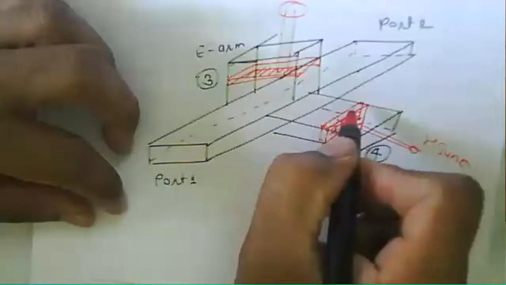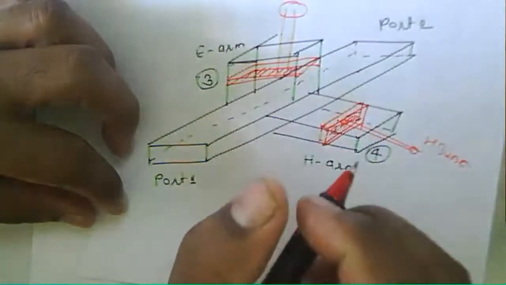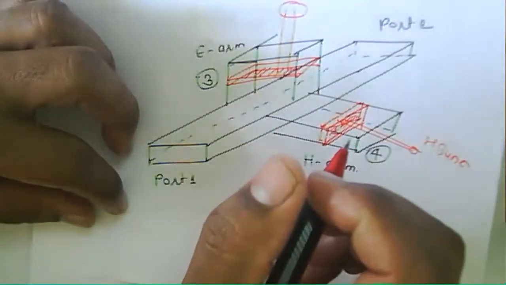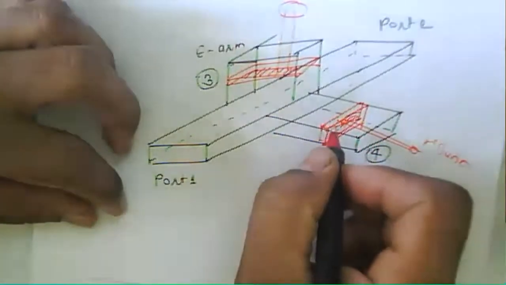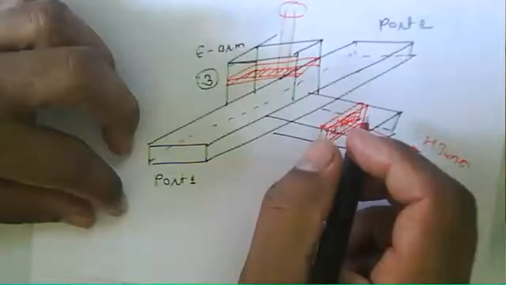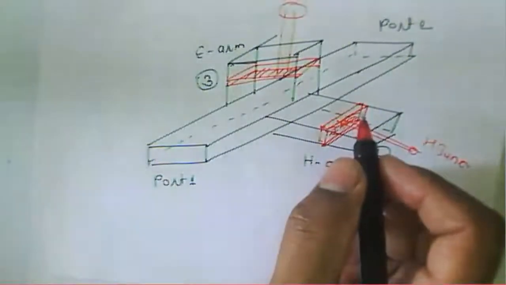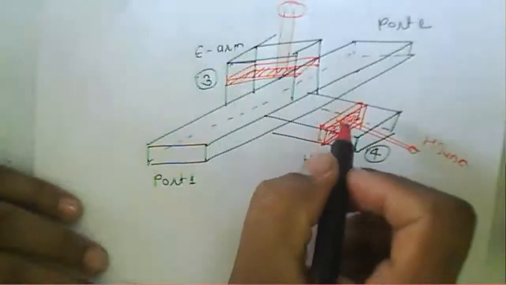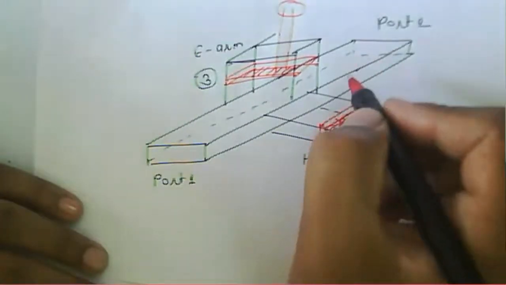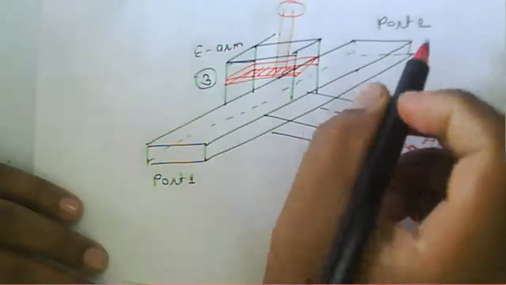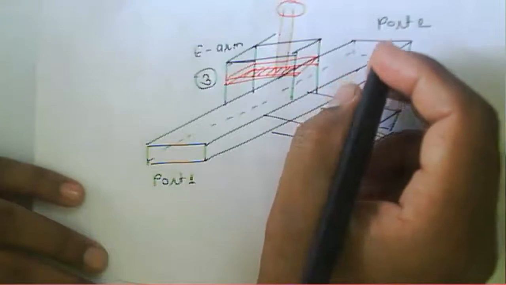So a variable stub or variable short is in the E arm, or in the H arm. The position of this particular short or stub can be adjusted based on the load we require. As per the load requirement, we can adjust that short so that we get the VSWR at the other port. That is about your ES tuner.